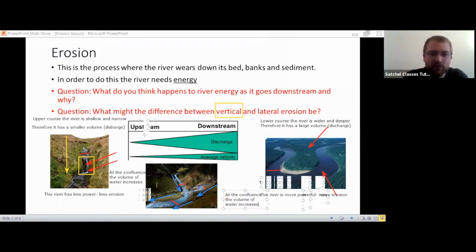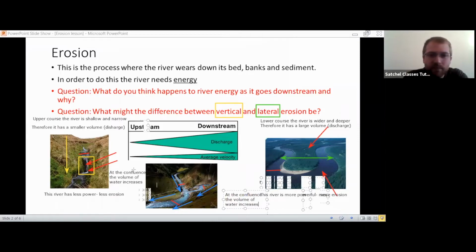Now, when the river is near to its sea level, it doesn't need to cut down any further. So therefore, it's going to be eroding laterally or sideways. Okay, so this is where we get certain other features like meanders, where there is lateral erosion taking place. The river doesn't need to go below sea level. Its aim is to get to sea level. Once it's near to that point, the vertical energy is transferred to more lateral energy, which we will visually see with a flatter river in the lower course and a more vertical river trying to cut downwards in the upper course.